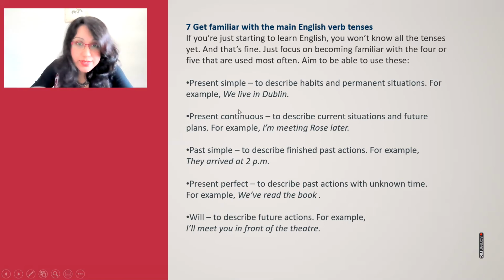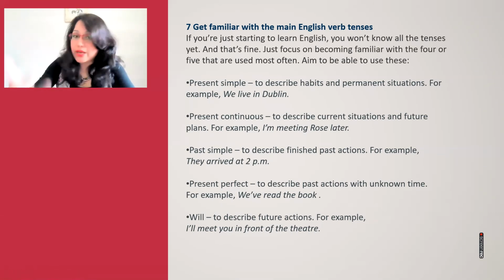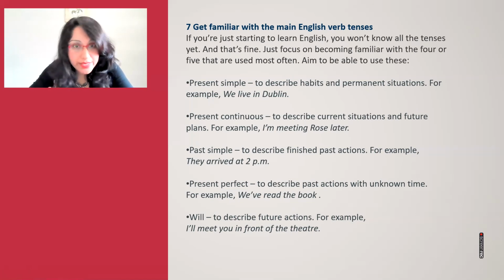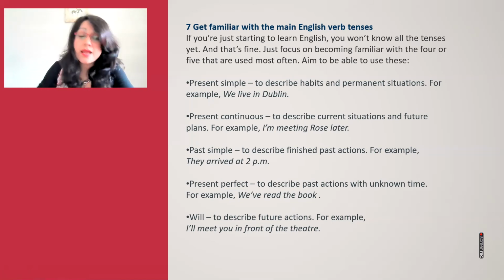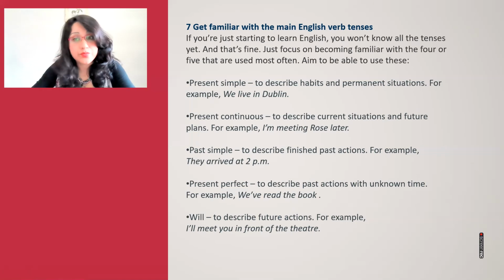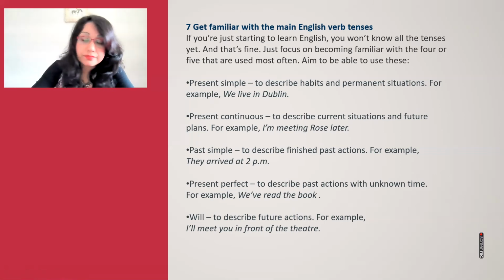And why do we use that? Use your present simple to describe habits and permanent situations. Whenever you are telling where you are from, use your present simple. So, we live in Dublin. I'm from Ireland. I'm from Brazil. I'm from China. Okay, so present simple to describe habits and permanent situations.